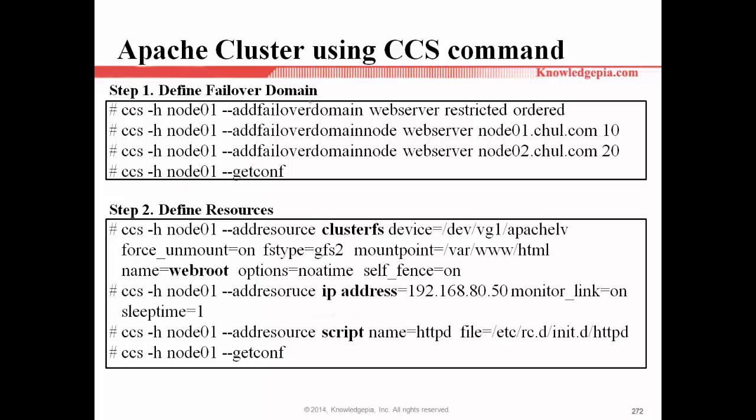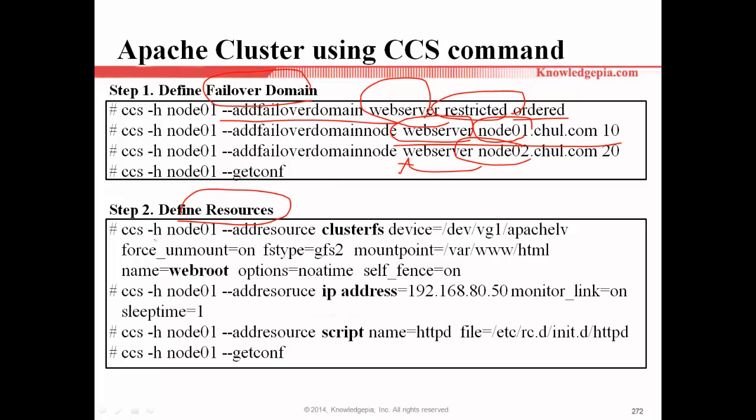So I already told you about the failover domain in chapter 8. So I already showed you how to create the failover domain. Add the failover domain, domain name, and options like restricted and ordered. And adding the nodes here, failover domain name, and node 1, node 2 will belong to this failover domain. And step 2, define the resources.